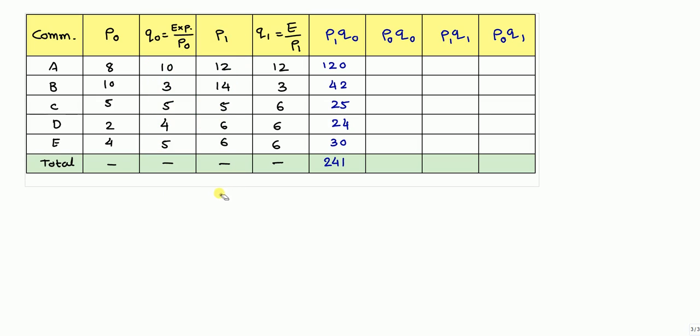Okay, now find out P0 into Q0. This is P0 into Q0. 8 into 10 is 80. 10 into 3 is 30. 5 into 5 is 25. 2 into 4 is 8. 4 into 5 is 20.